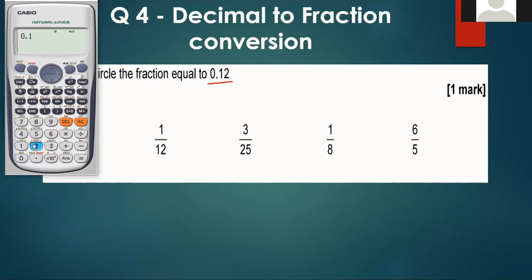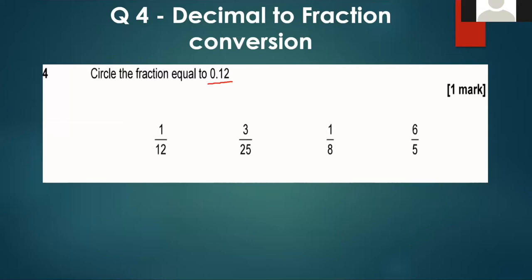So 0.12, I can then press the equal sign, and the answer it gives me is 3 out of 25. So straight away, what I can do is circle the second option. So 0.12 is equivalent to 3 out of 25, guys.